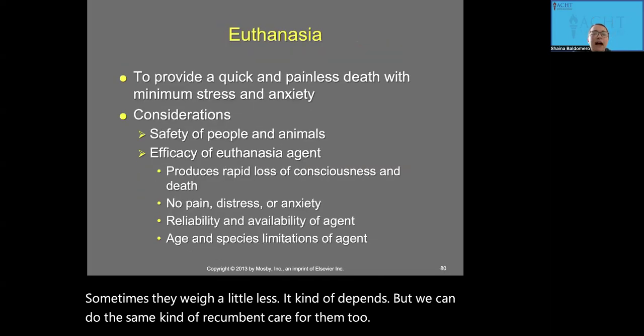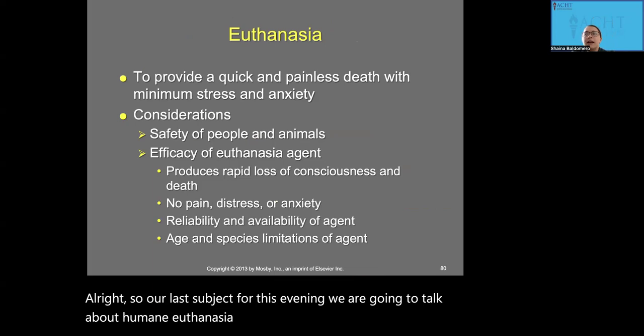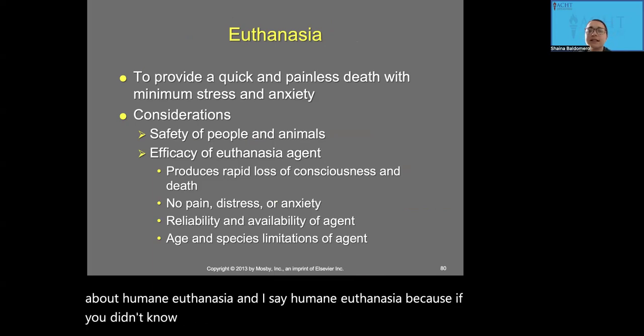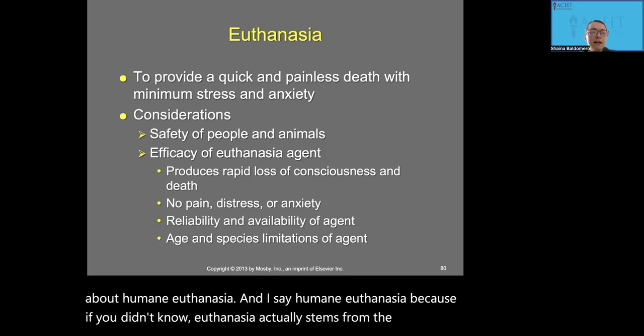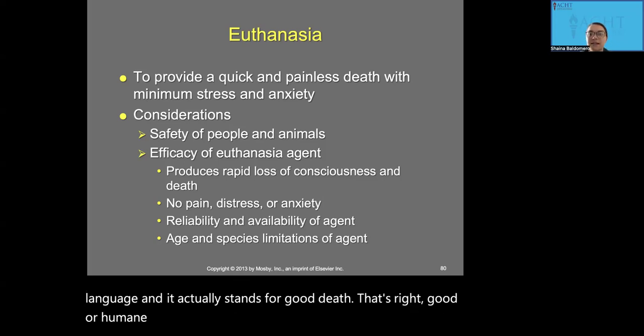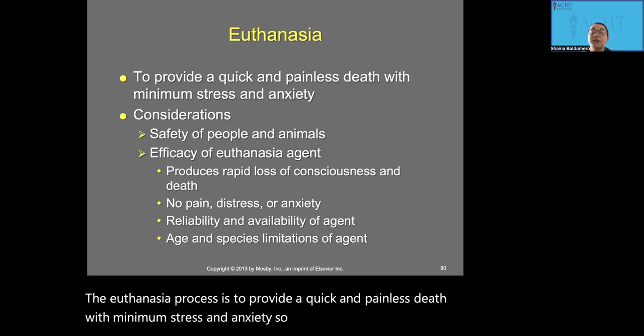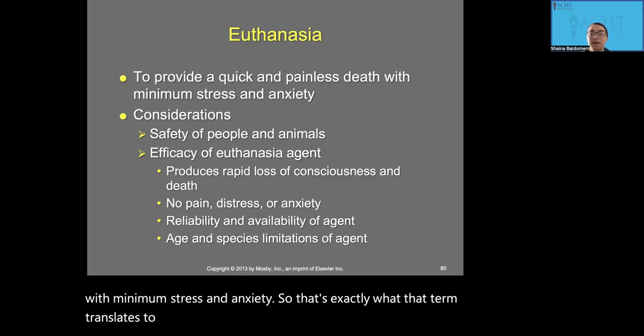All right, so our last subject for this evening, we are going to talk about humane euthanasia. And I say humane euthanasia because if you didn't know, euthanasia actually stems from the Greek language and it stands for good death. That's right, good or humane death. The euthanasia process is to provide a quick and painless death with minimum stress and anxiety. So that's exactly what that term translates to in Greek.